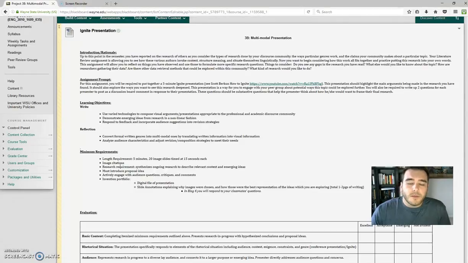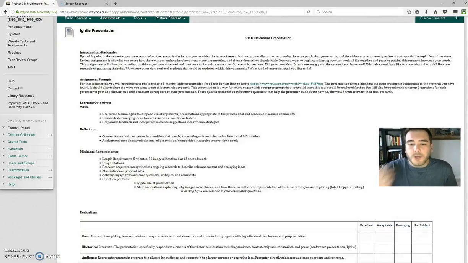The other thing I want to focus on is this invention portfolio. Obviously there will be a digital file. The slide annotations is something I've had questions about. What I'm looking for are the slide annotations that explain why you chose certain images and how those were the best representation of the ideas you're exploring, 1 to 2 pages of writing. Now, there isn't a process memo for 3B like there is for all your other projects, and that's where this idea comes in.